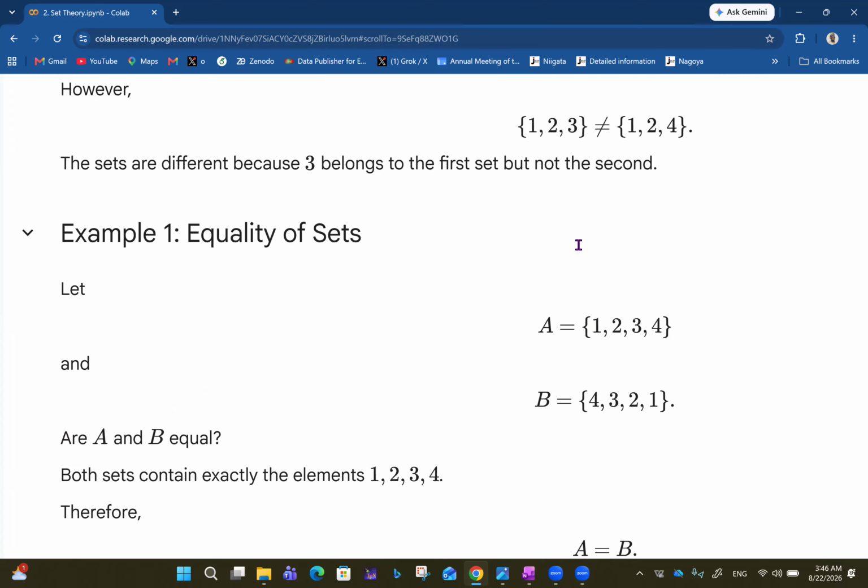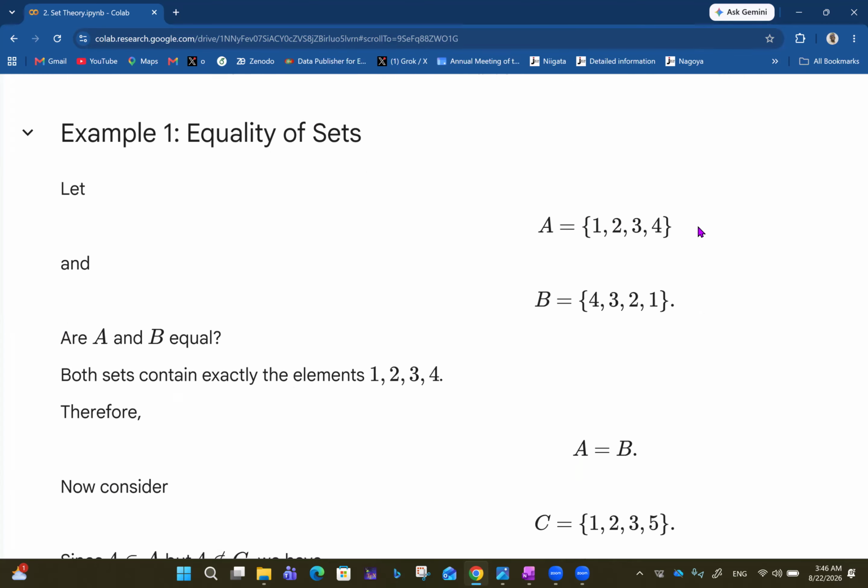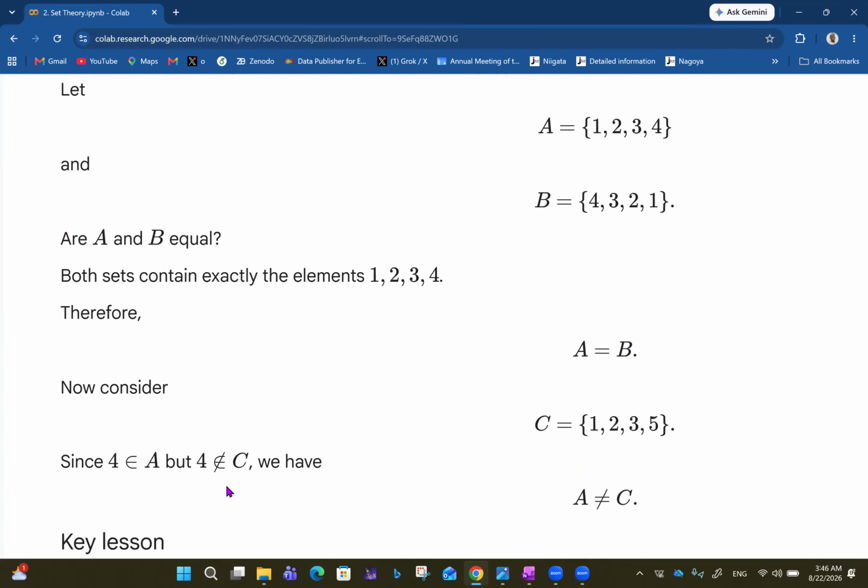So we have that. Talking about equality of sets, let set A be {1, 2, 3, 4} and set B be {4, 3, 2, 1}. Are A and B equal? Of course. Even if we have repetitions of some of the elements, they are functionally 1, 2, 3, 4. So they are equal. Both sets contain exactly the same elements, 1, 2, 3, 4. Therefore, A equals B. Now consider C, which is {1, 2, 3, 5}. Since 4 is an element of A, but 4 is not an element of C, then A is not equal to C.